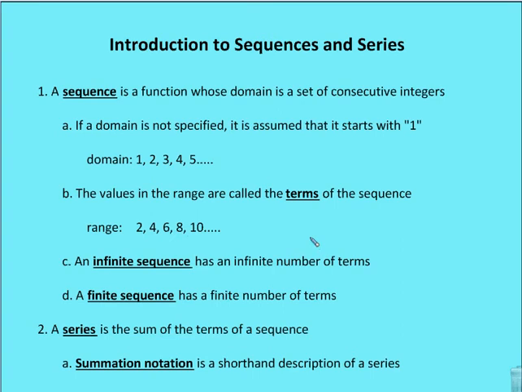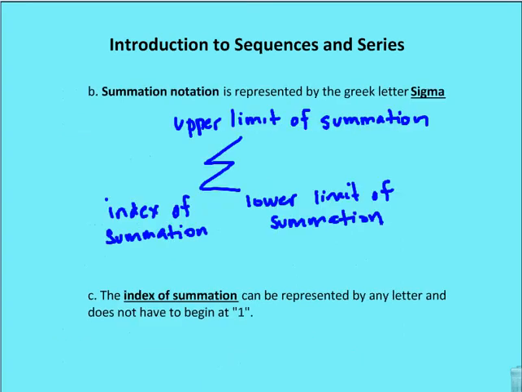Part of understanding a series is being able to write the series in shorthand. In math, we use summation notation to write the series in shorthand, and this is the way that summation notation looks. Summation notation is just the Greek letter sigma, which is this E-like letter. The top of the letter is going to be the upper limit of the summation, which means the last term or last domain input of the summation. On the bottom left is going to be the index of summation, and the bottom right is going to be the lower limit of summation, or just the first input. We'll rewrite this in just a second to give you an example.